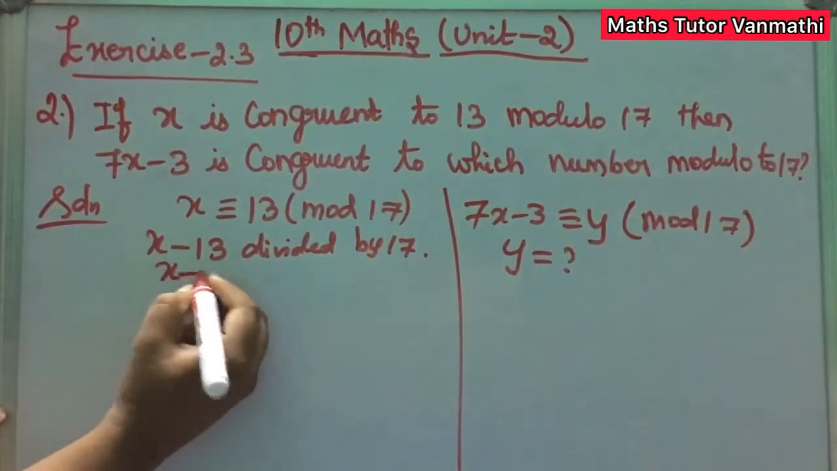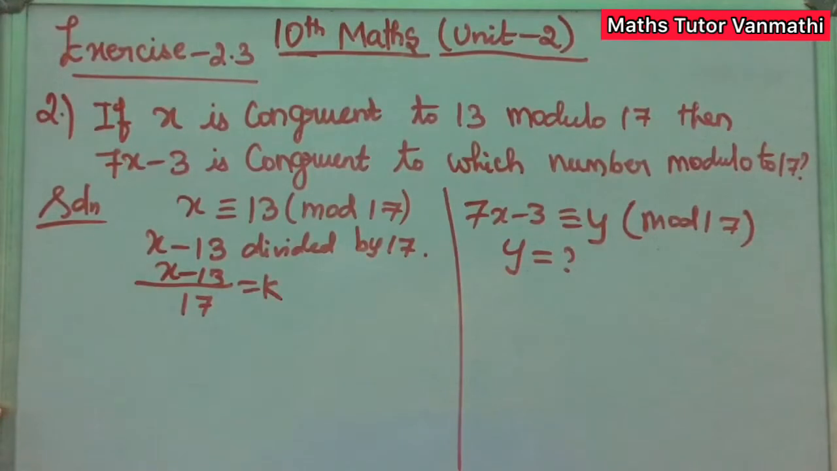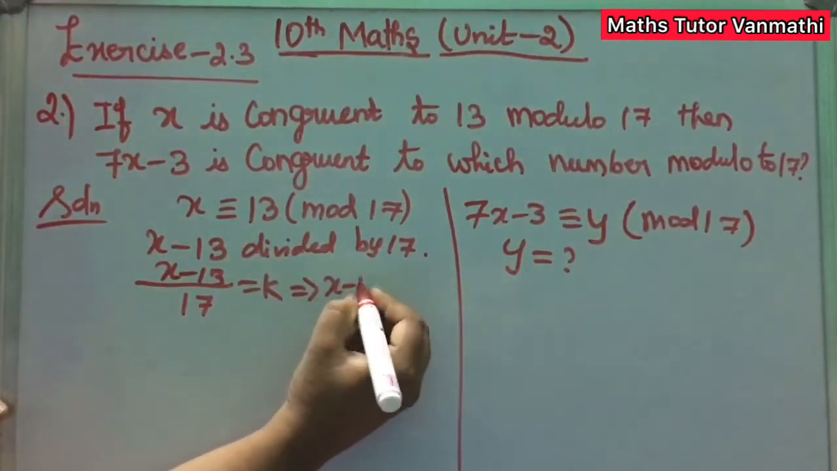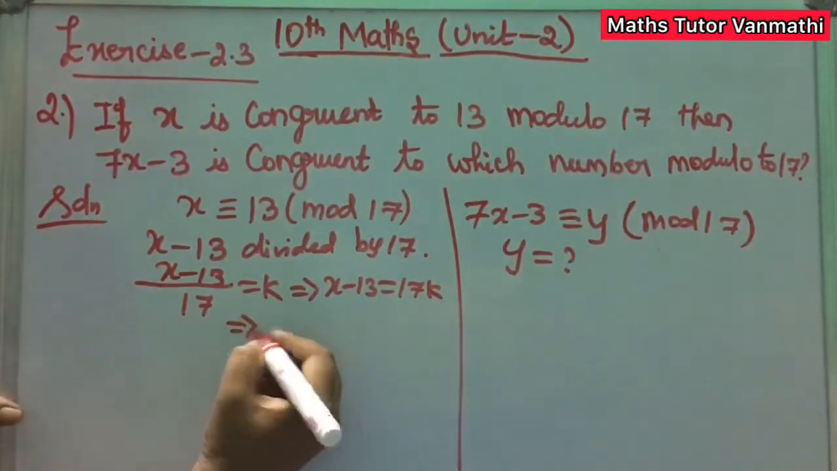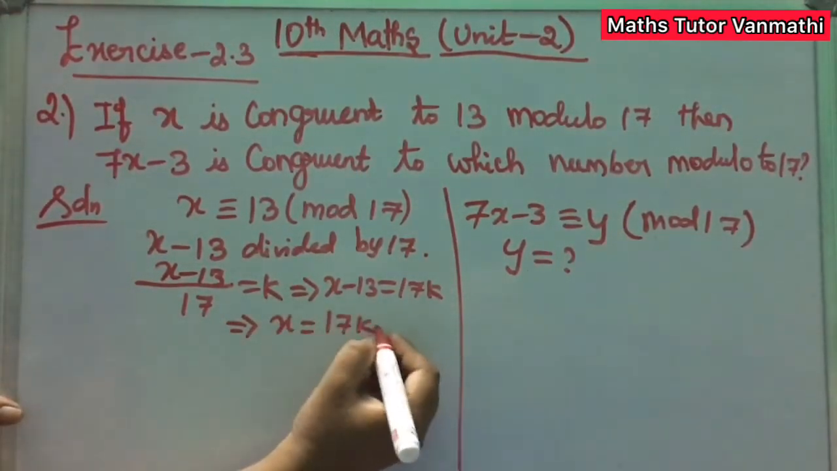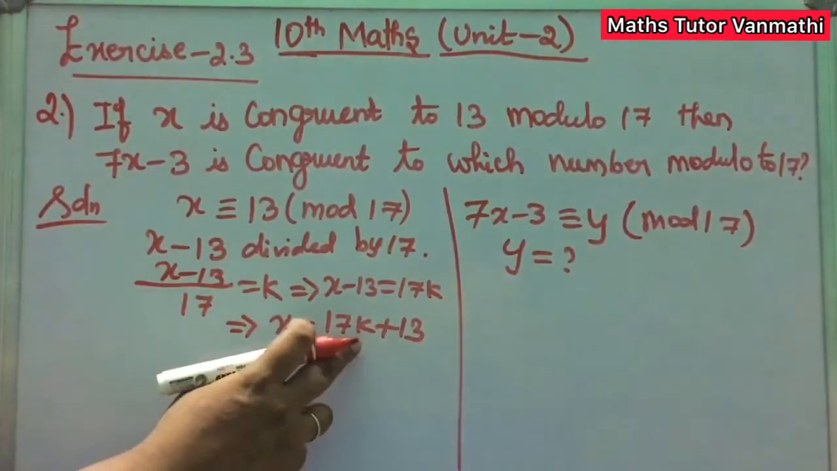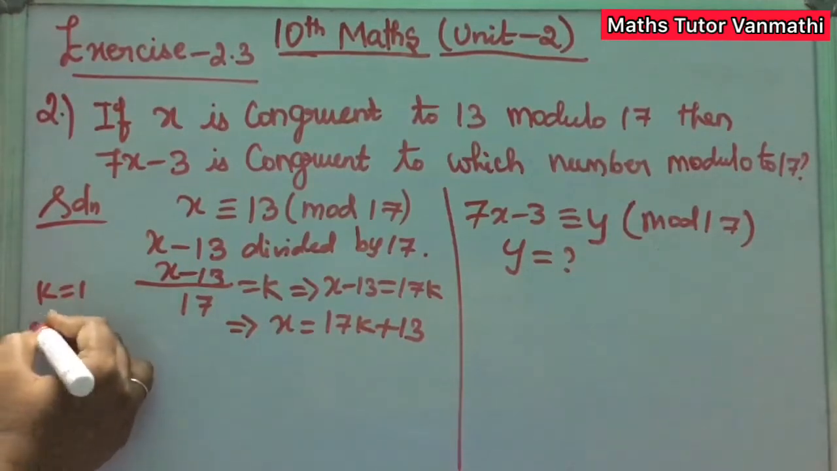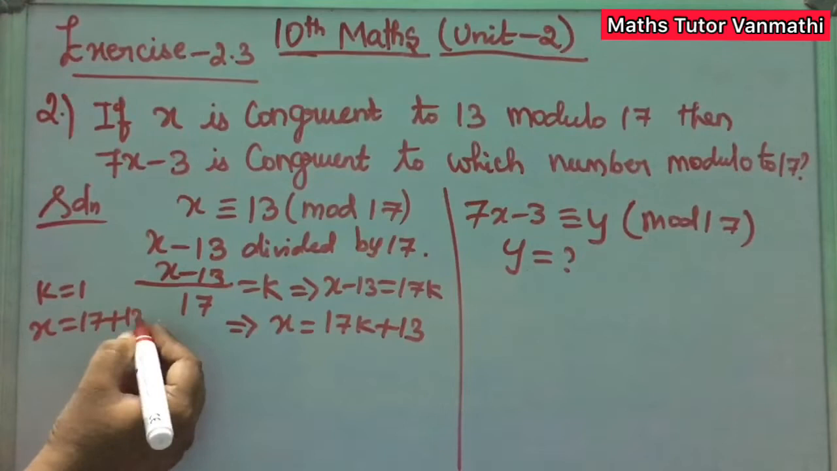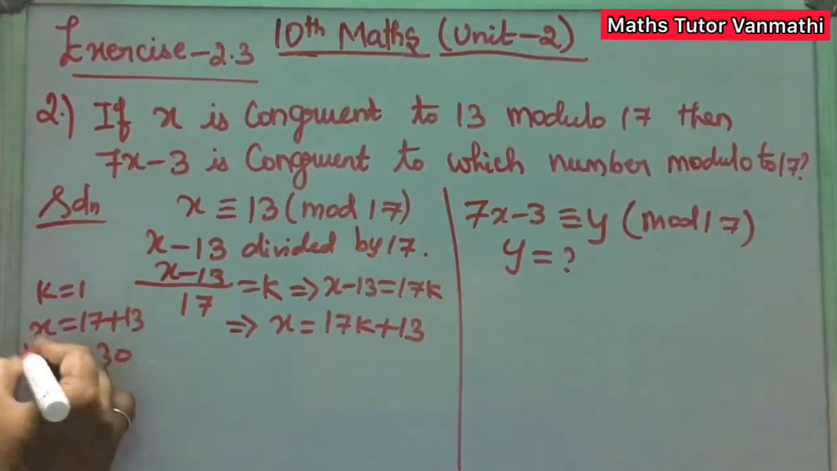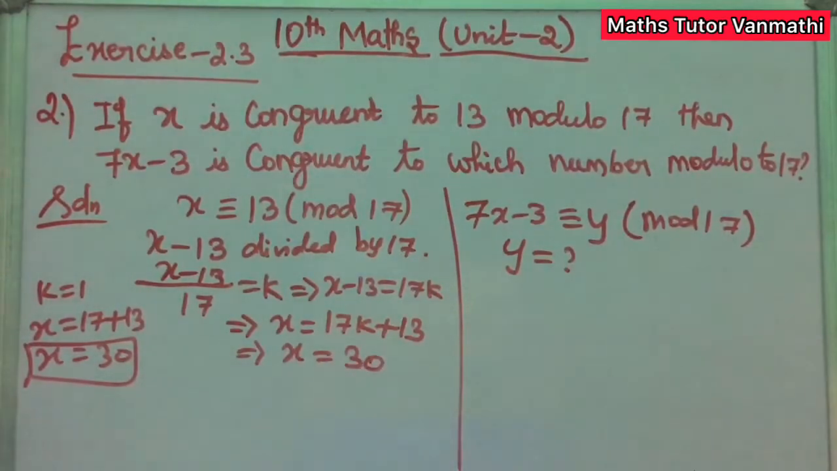From this we can write x minus 13 divided by 17 is equal to some k, which implies x minus 13 equal to 17k, which implies x is equal to 17k plus 13. Now we are going to give the value. First k equal to 1. While you are giving, what you will get? X is equal to 17 into 1, 17 plus 13. You will get x value as 30. Clear? From this we got x is equal to 30.